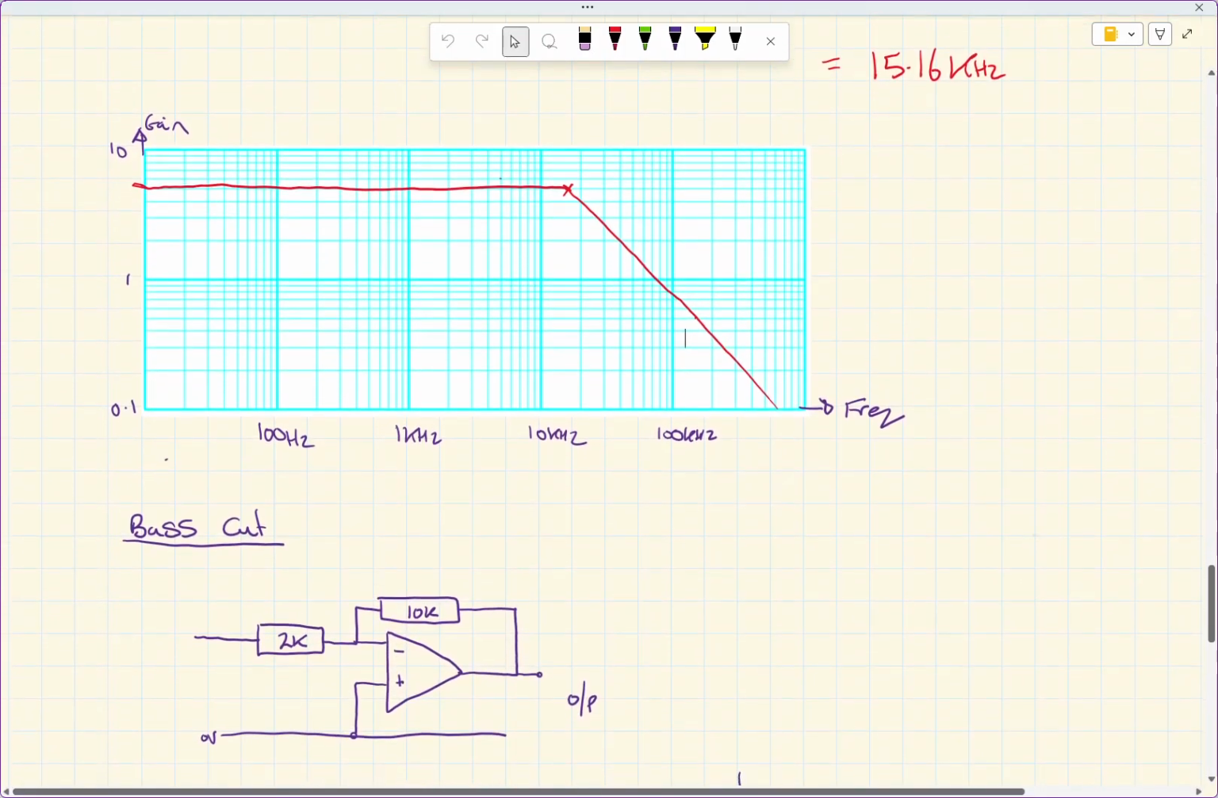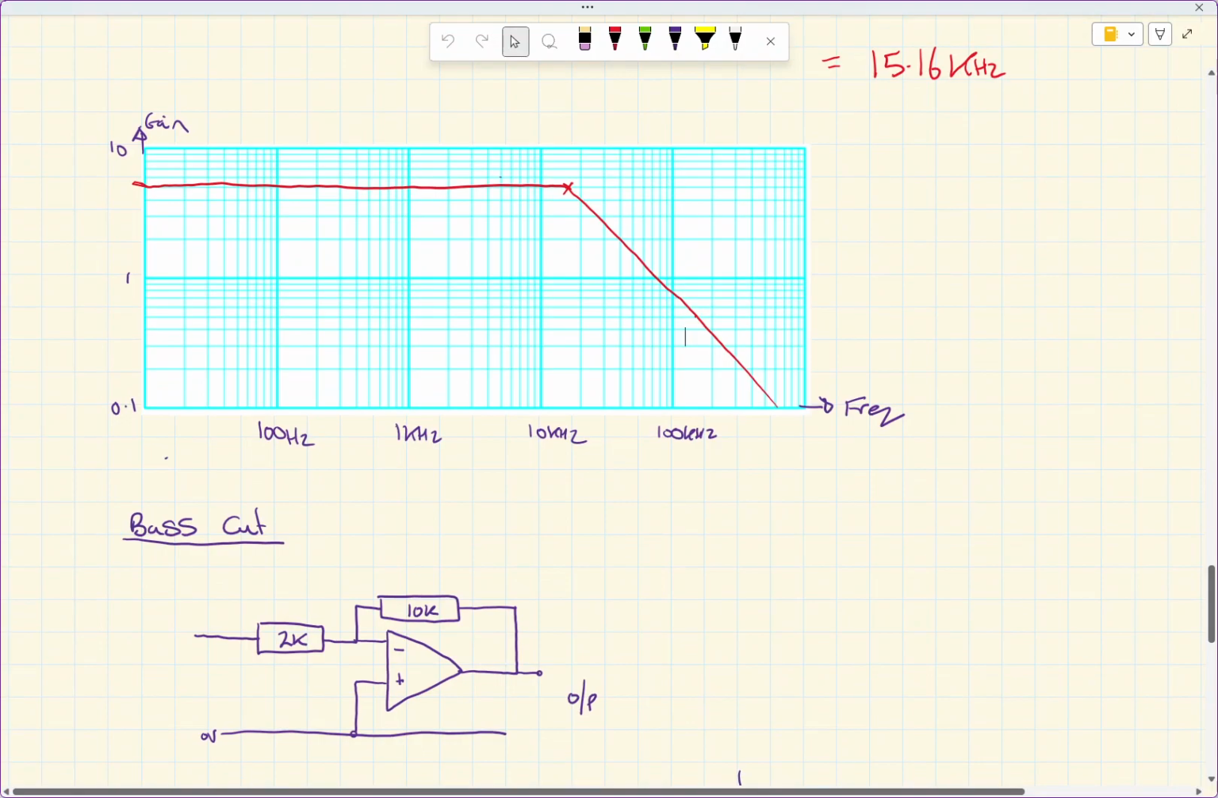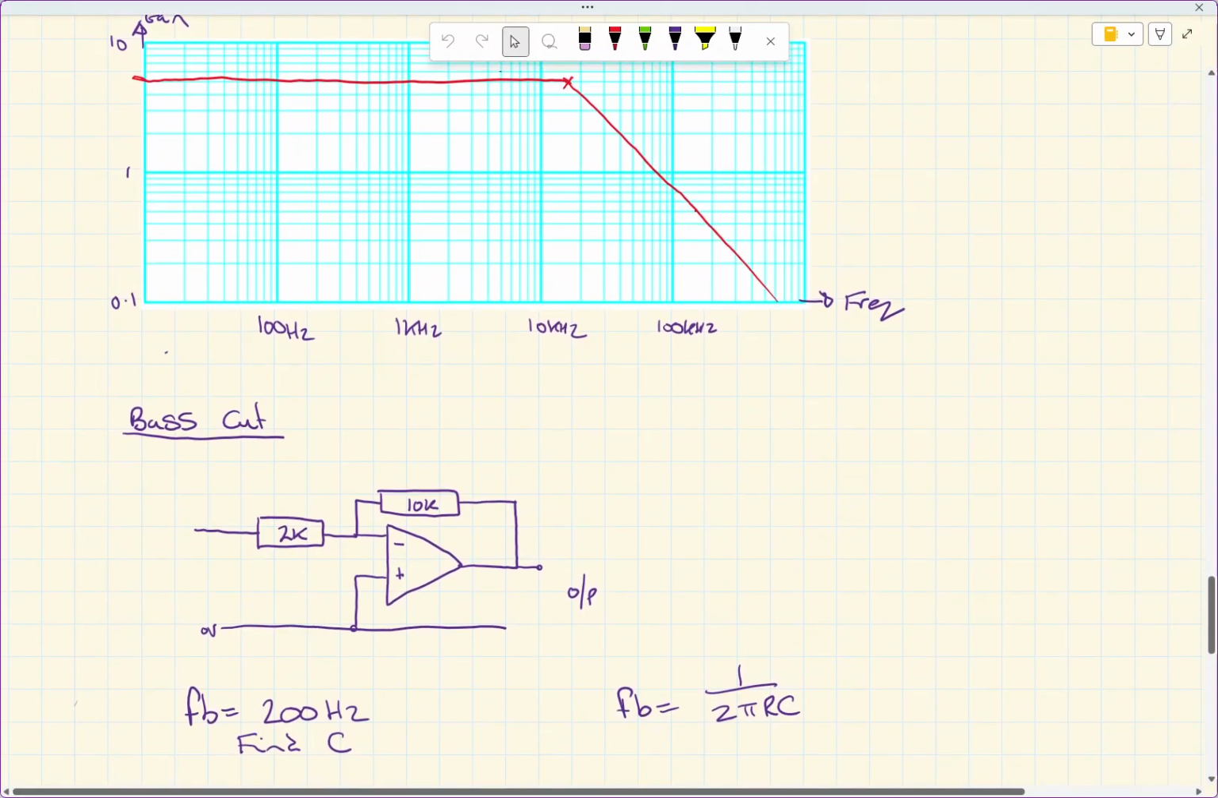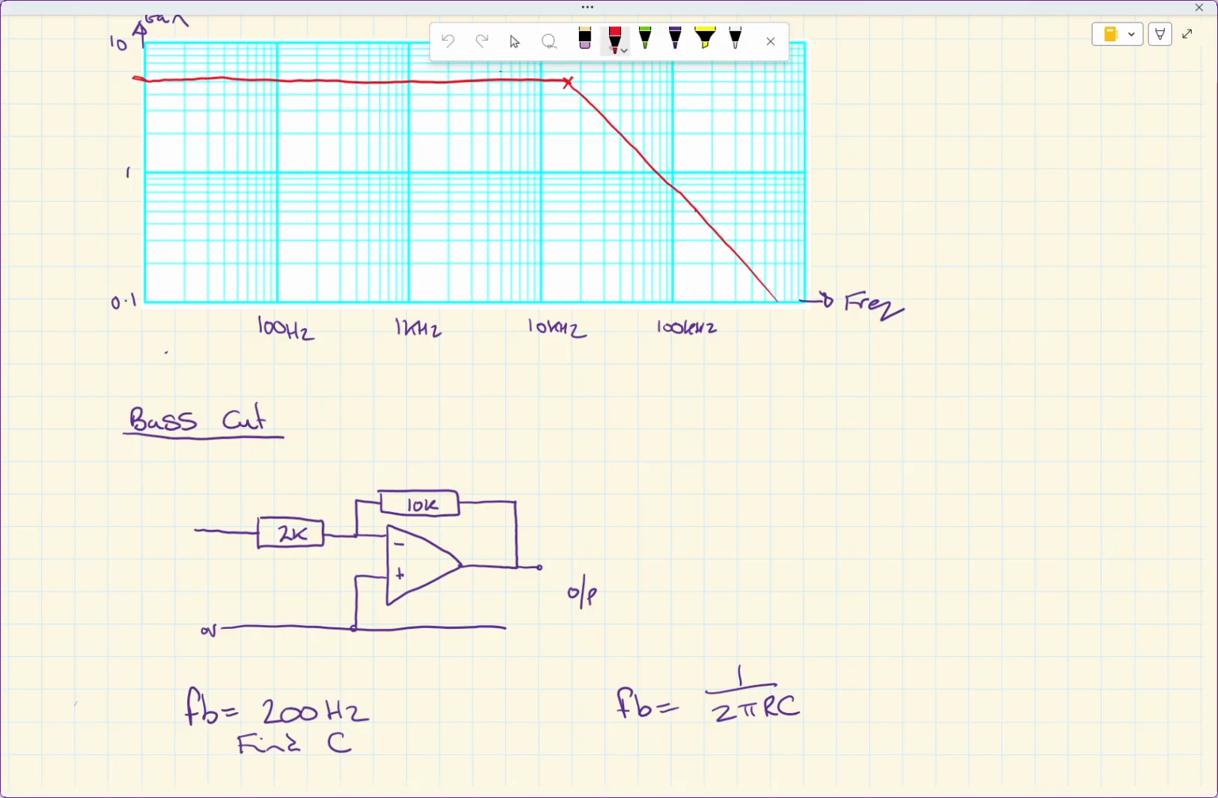So let's look at our bass cut, and in this case on our bass cut I want the break frequency to be 200 hertz, so we're going to find out the capacitor. But let's just draw the circuit. So bass, B, equals bottom, so therefore I'm going to put my capacitor in there like so. So I'm going to find that capacitor that we've got in our circuit.